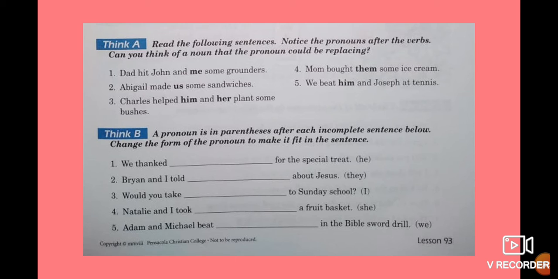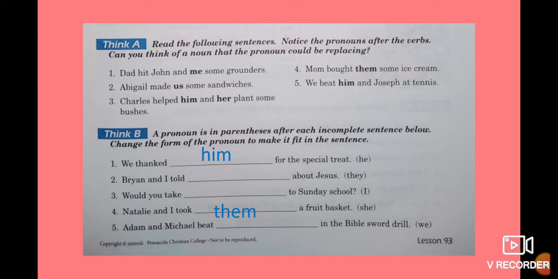Exercise B. A pronoun is in parentheses after each incomplete sentence below. Change the form of the pronoun to make it fit in the sentence. We check the little chart that we have in the book, on page 155, and in that form you change. For example, the objective pronoun for he is him, exactly. So we thank him for the special treat. We only change. We have the subjective pronoun, so we change it into objective.